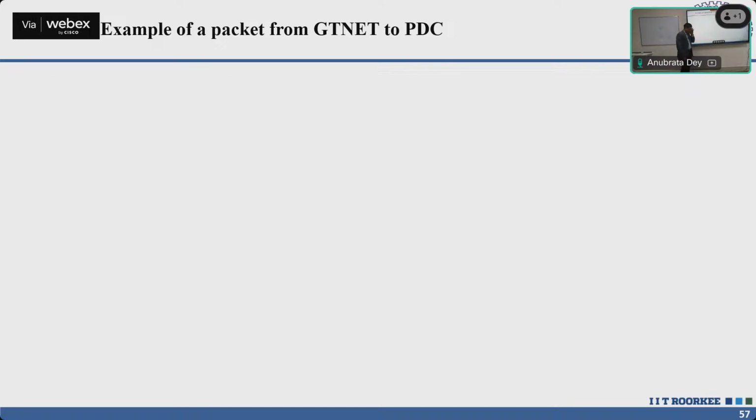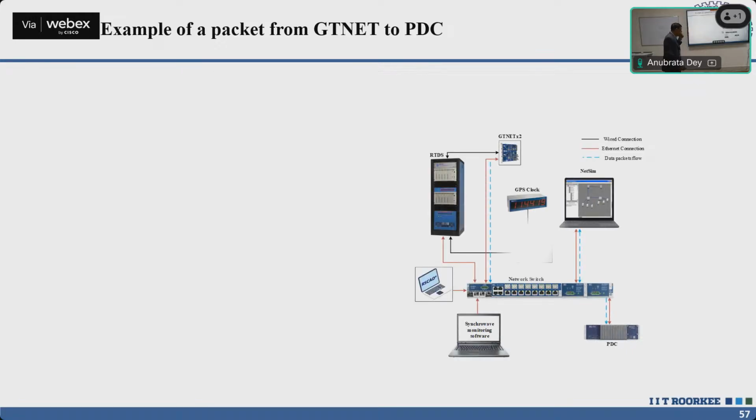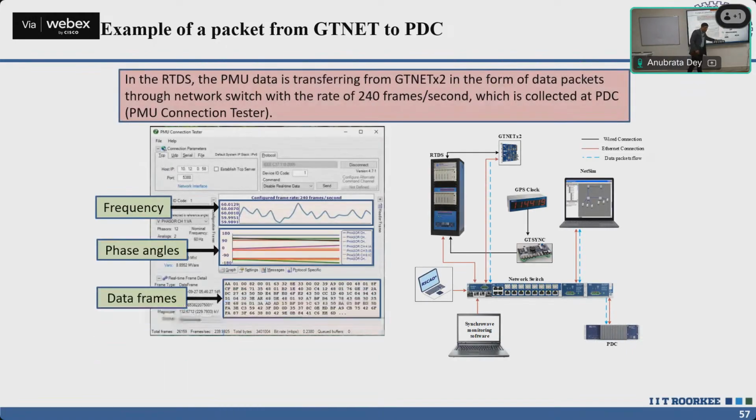So this is just an example, right? This you can do in any language. Now, what we have done using this setup: we have used the GTNet X2 card. It can act as a software PMU, and we have sent this data at 240 frames per second to the PDC, using the C37.118 protocol, which is the synchrophasor protocol. The data which the PMU has transferred is the frequency, phase angle, and this is the data frame, right? You can see that.